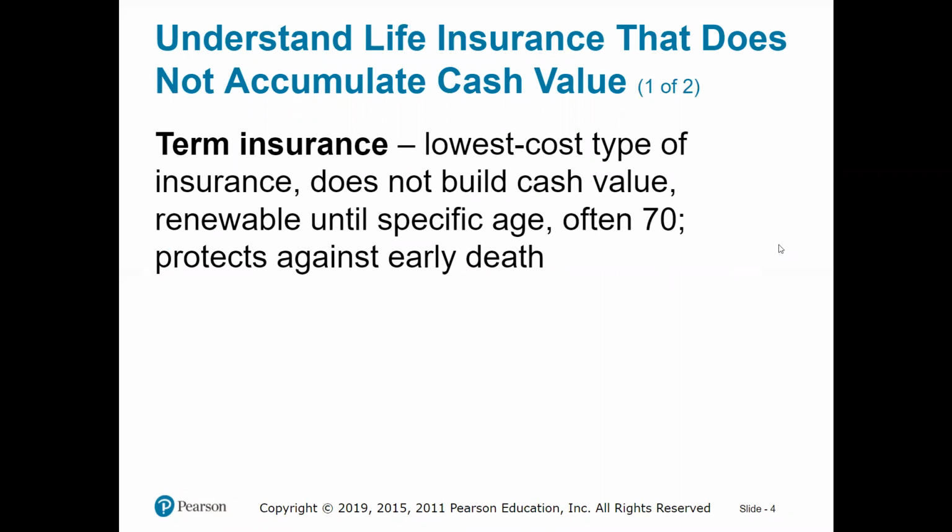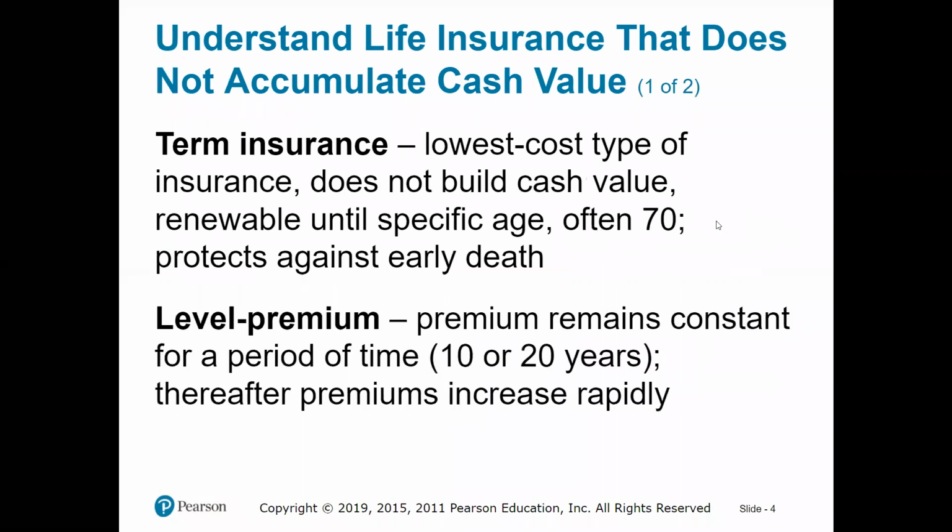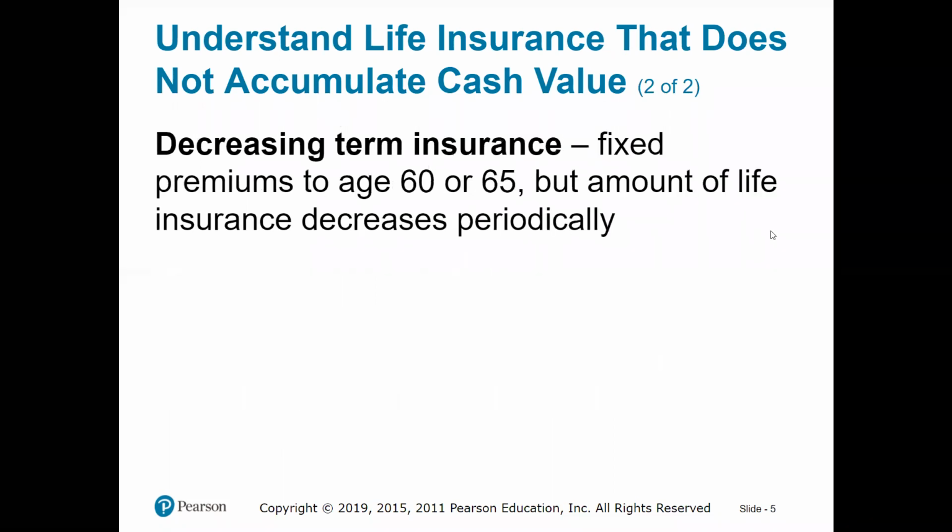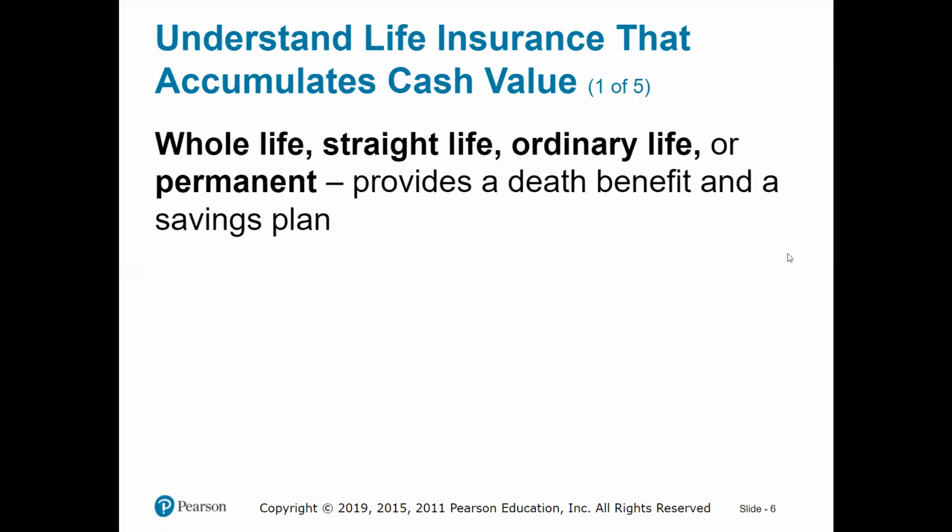Term insurance is the lowest cost type of insurance, does not build cash value, is renewable until a specific age, often 70, and protects against early death. Level premium remains constant for a period of time, 10 or 20 years. Thereafter, premiums increase rapidly. This is, by the way, for life insurance. Decreasing term insurance has fixed premiums to age 60 or 65, but the amount of life insurance decreases periodically.